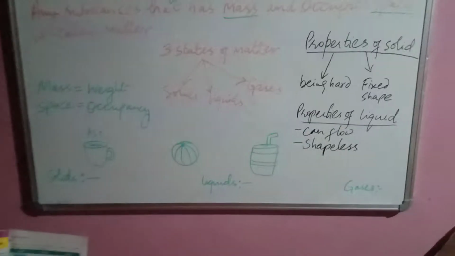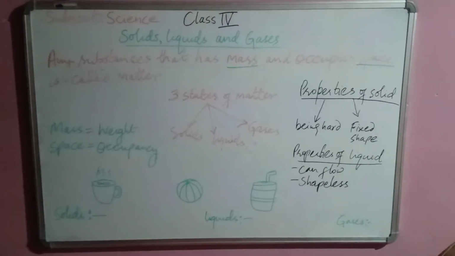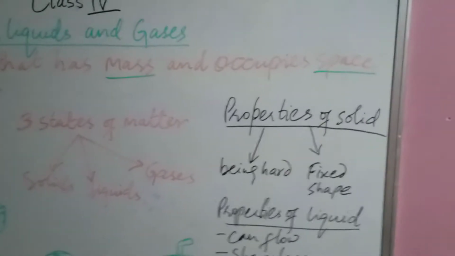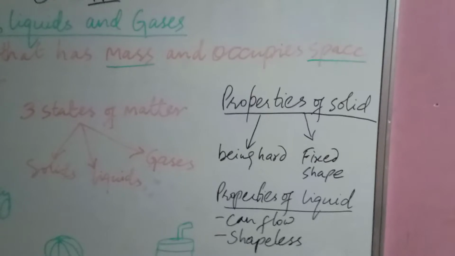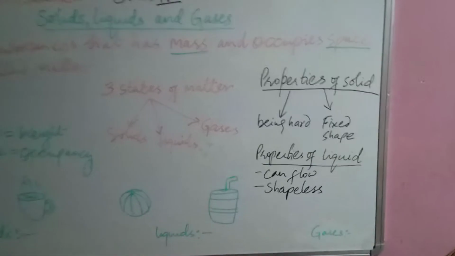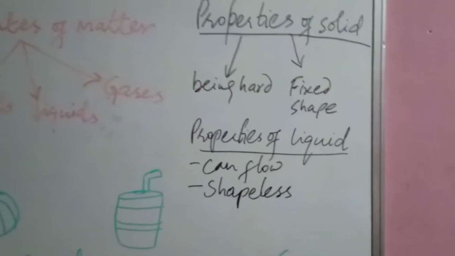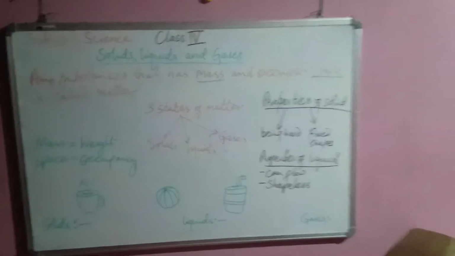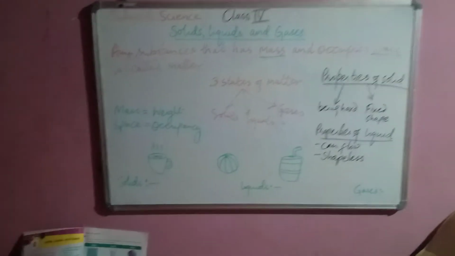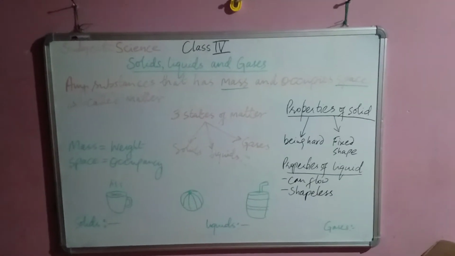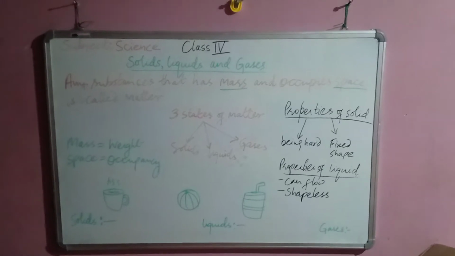How will you identify whether an object is in solid or liquid form? We can look into the properties. The properties of solid are being hard and having a fixed shape. The properties of liquid are that it can flow and is shapeless. So you have to remember these two properties of solid and liquid, and you have to find the properties for gases.